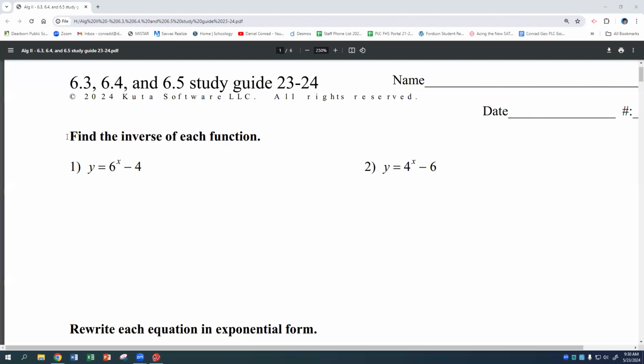All right, this is the study guide for 6.3, 6.4, and 6.5. So the first two questions here ask you to find the inverse of each function.